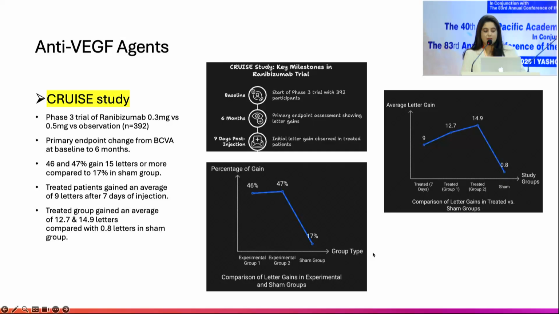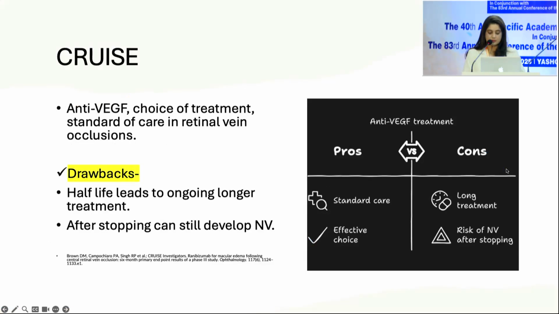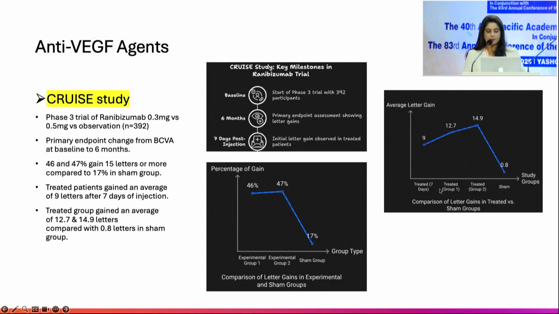Then we come to anti-VEGF, which is now the standard of care. One of the studies, the CRUISE study, compared ranibizumab 0.3 versus 0.5 versus observation, and their endpoint was the change in BCVA from baseline at 6 months. What they said was that 46 and 47% gained 15 letters or more compared to 17% in the sham group. Also, the treated groups gained an average of around 12.7 and 14.9 letters compared to 0.8 letters in the sham group.